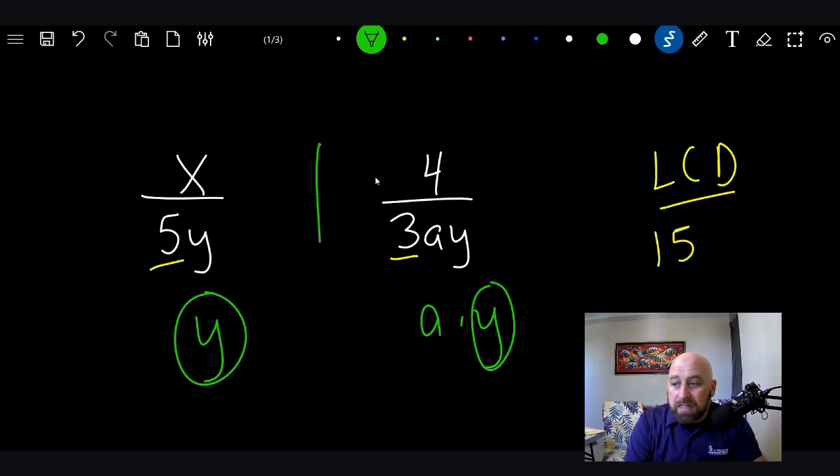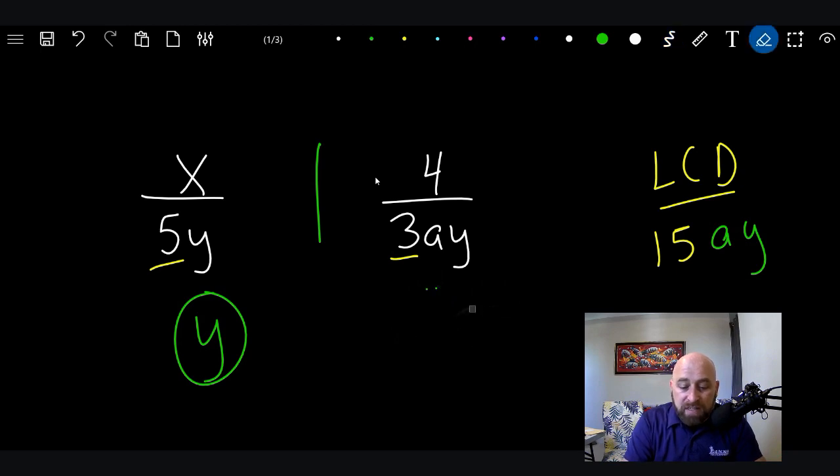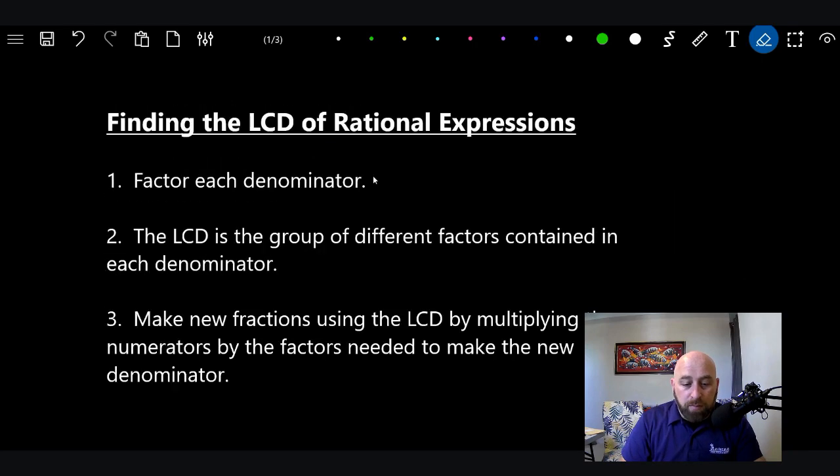We don't need to take Y squared, we just need to take the Y one time. We only have one A, so we take the A one time, so it's AY. The least common denominator of this is 15AY. Okay? Now, let's go back up to the steps.